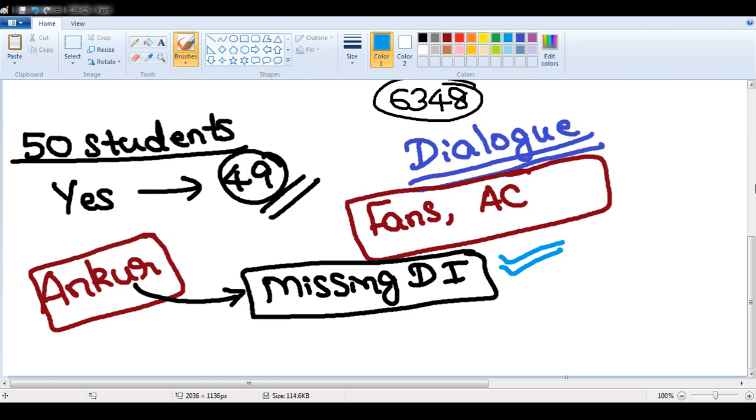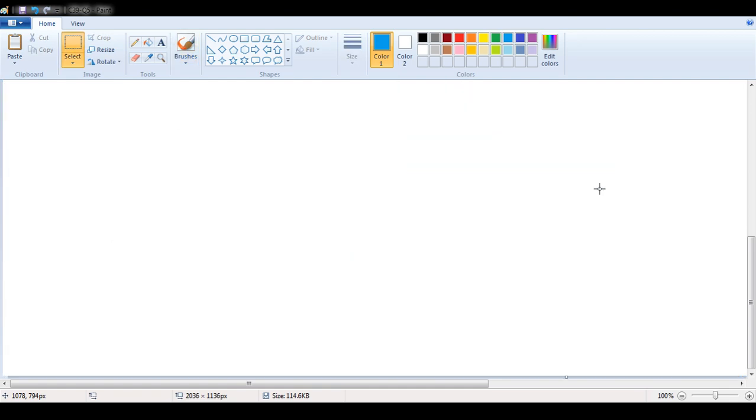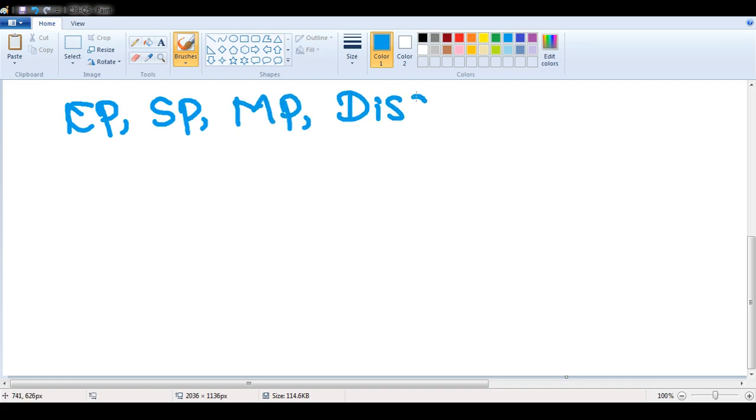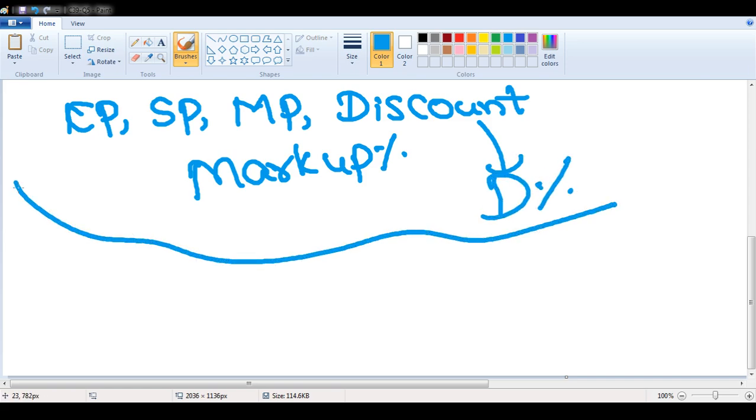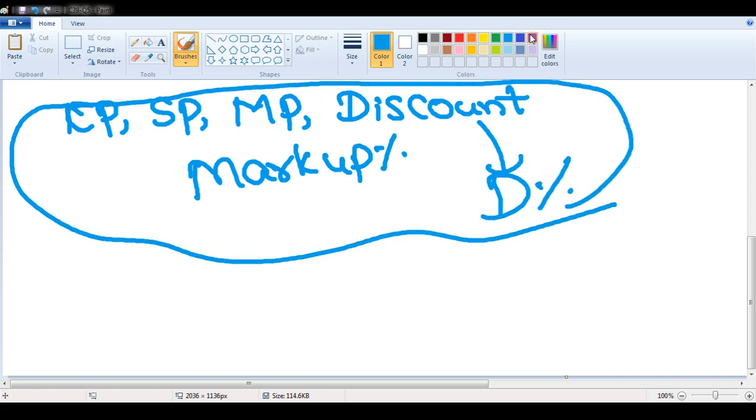But before I start the next problem, I will not repeat whatever I actually thought of telling, because I am sure that I explained the terminologies: what is cost price, what is selling price, what is market price, what is discount, what is markup, what is markup in terms of percentage, what is discount in terms of percentage. All these terminologies I explained 3 times till now in my regular class.